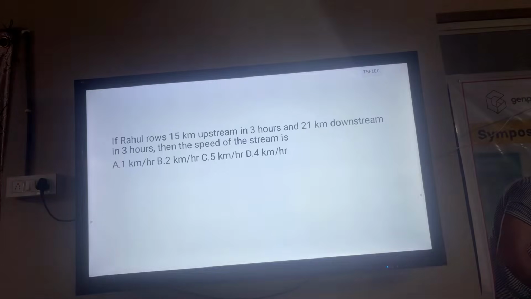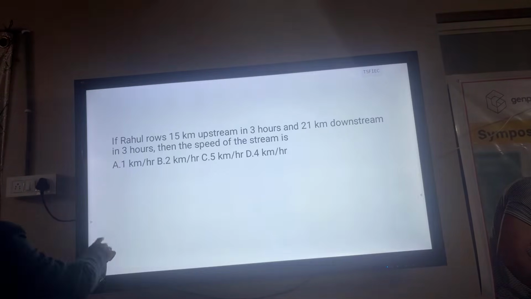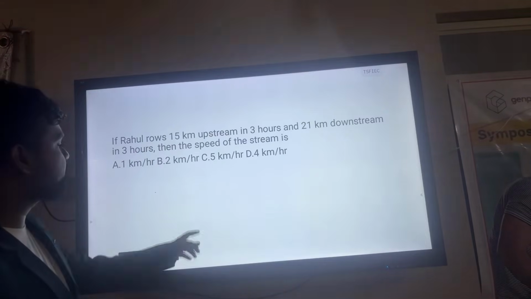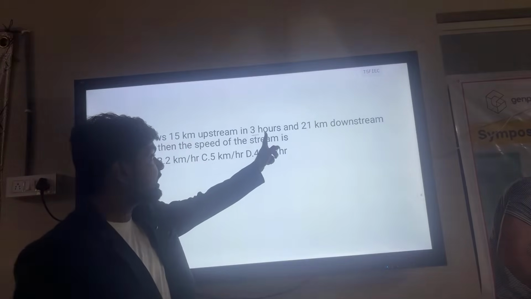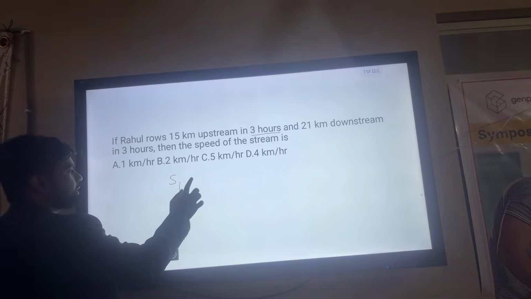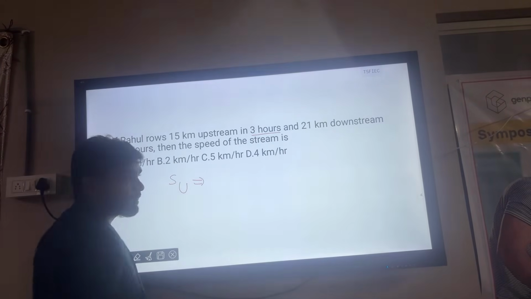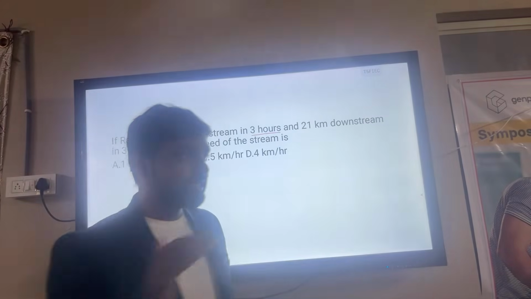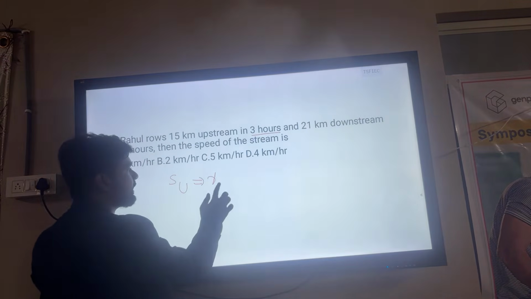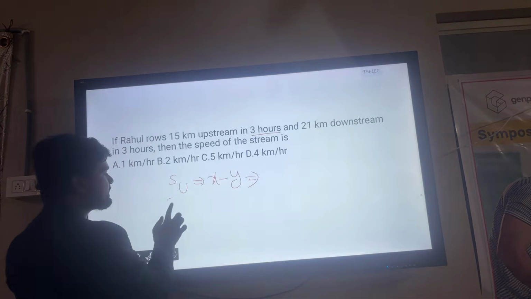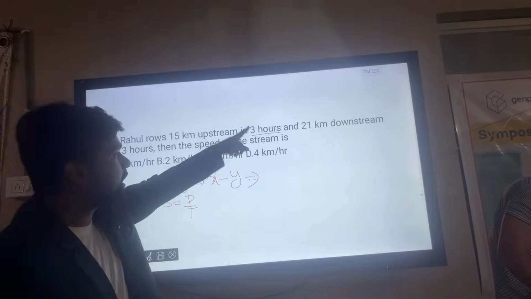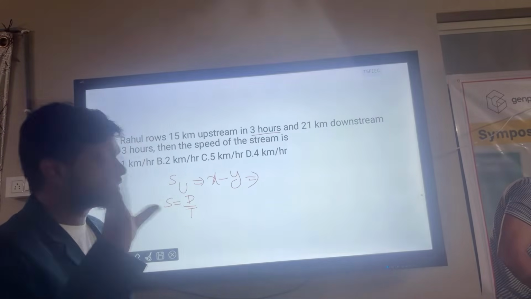Can you answer this question? It is related to boats and streams. Rahul rowed 15 kilometers upstream in 3 hours. So what is the formula for upstream speed? Upstream means the boat is going in this direction, and the stream water is coming in this direction. So upstream speed is nothing but x minus y. Speed is nothing but distance by time. How much distance did he cover? 15 kilometers. In how many hours? 3 hours. That means speed is 5.